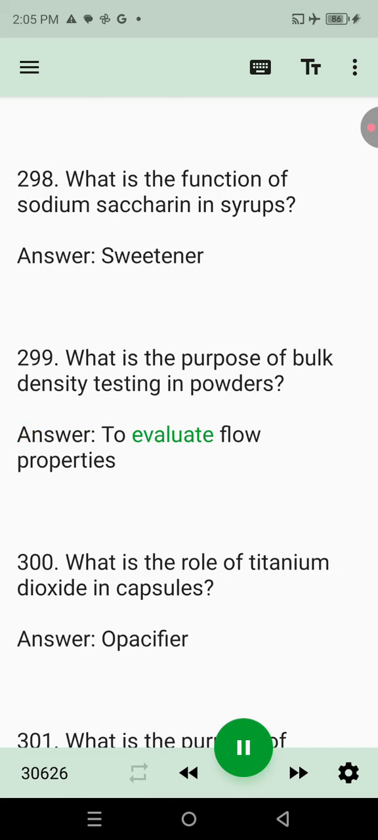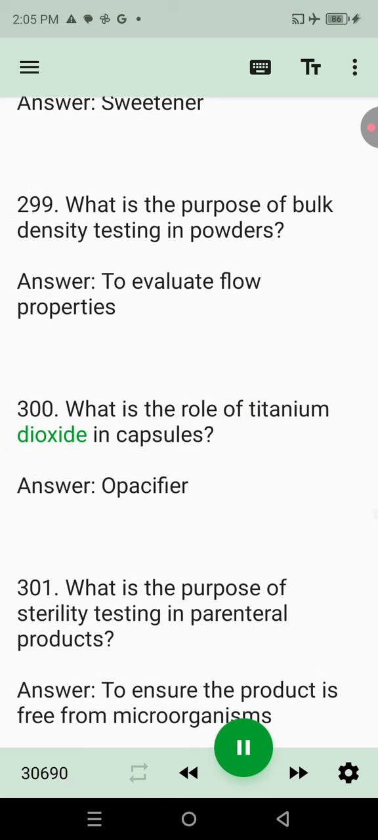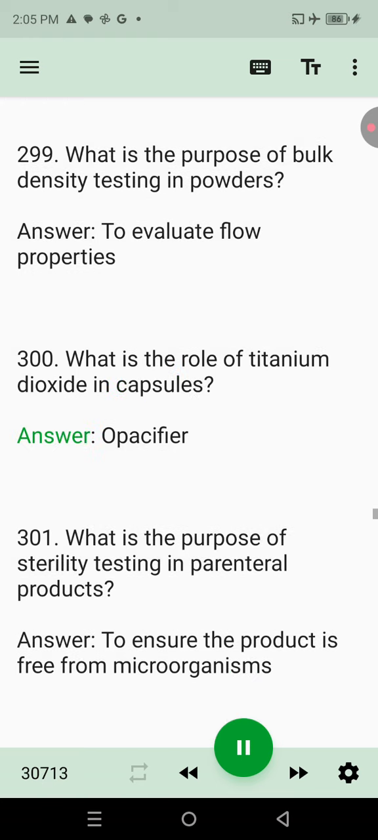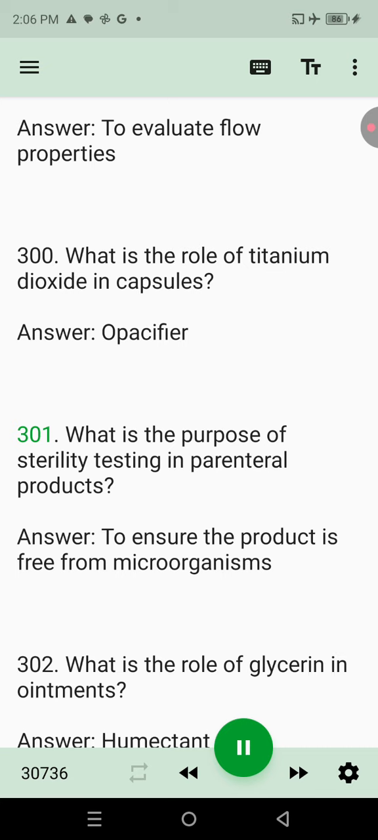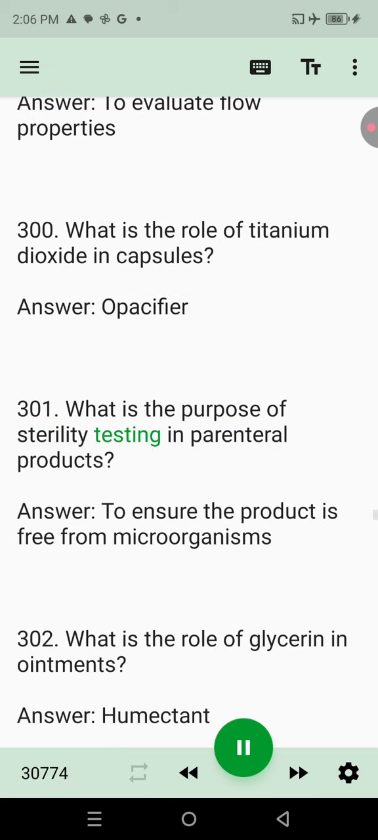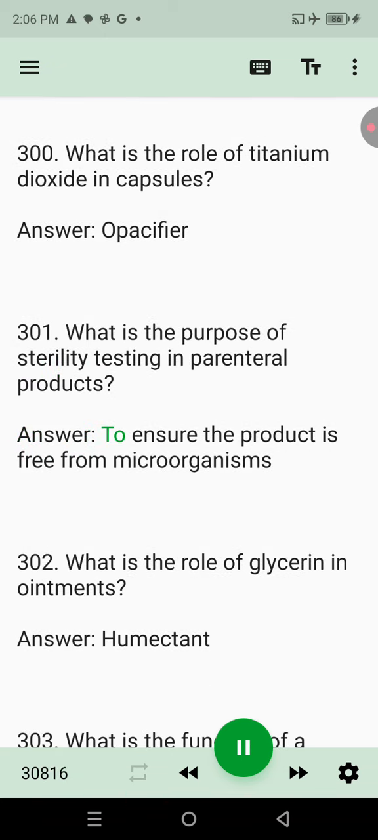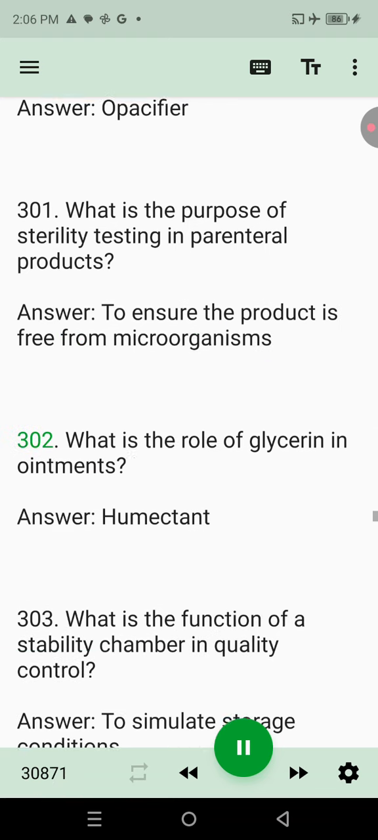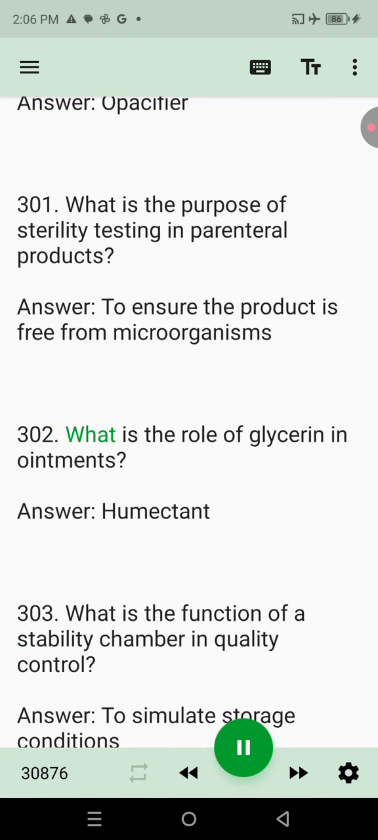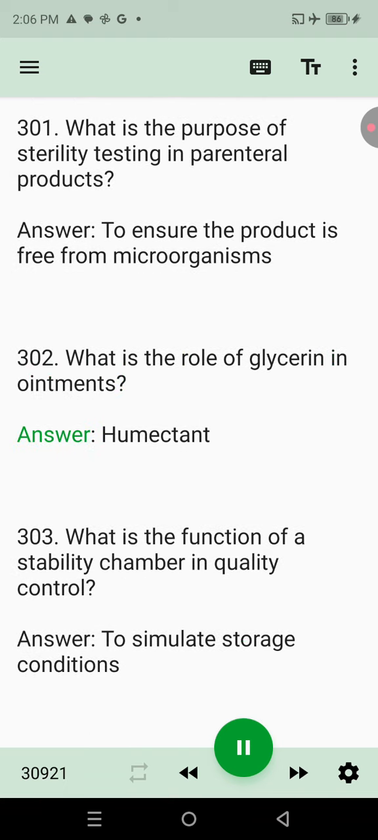Answer: to evaluate flow properties. 300. What is the role of titanium dioxide in capsules? Answer: opacifier. 301. What is the purpose of sterility testing in parenteral products? Answer: to ensure the product is free from microorganisms. 302. What is the role of glycerin in ointments? Answer: humectant.